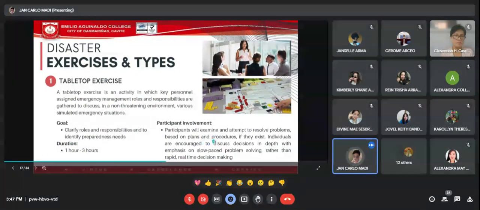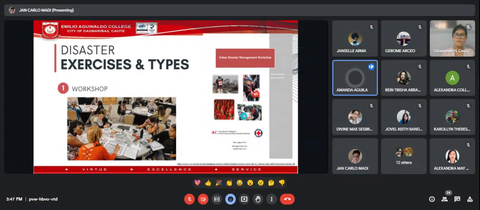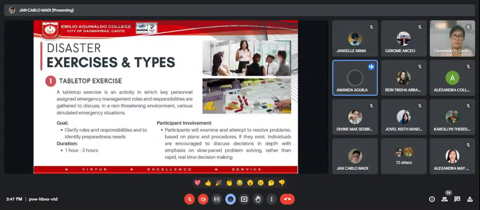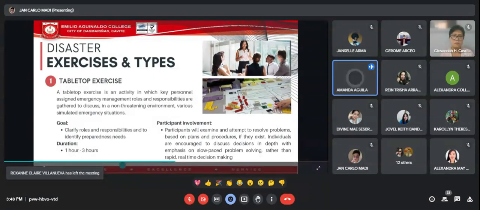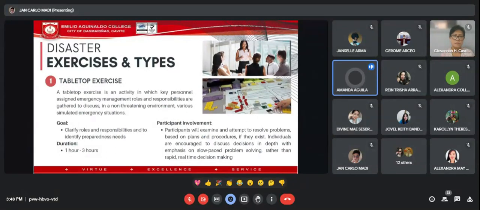Okay, next po. So, for the next type of exercise po is the tabletop exercise. So, a tabletop exercise is an activity in which there is a key personnel assigned in emergency management roles and responsibilities and is gathered to discuss in a non-threatening environment and various simulated emergency situation.